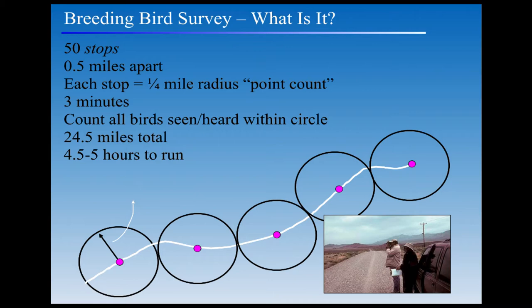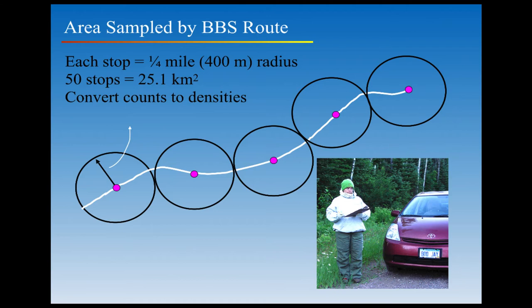A good friend of mine from Cornell, probably 15 years ago, said, you know, we actually know how much area we're sampling, and we know how many birds we're counting. We can just convert those straight to densities and get population estimates. He did that, and that's kind of the simple arithmetic step that it took to start saying how many sparrows have we got up there.